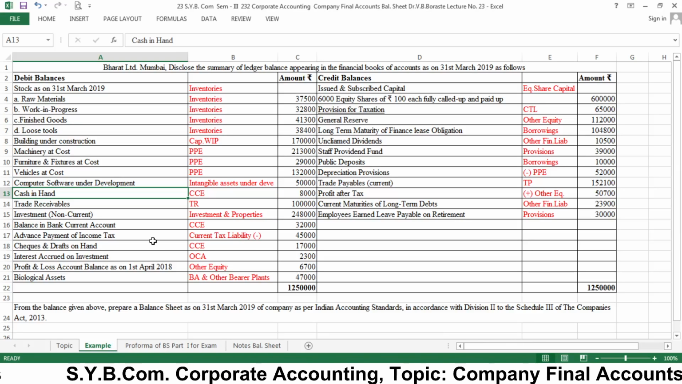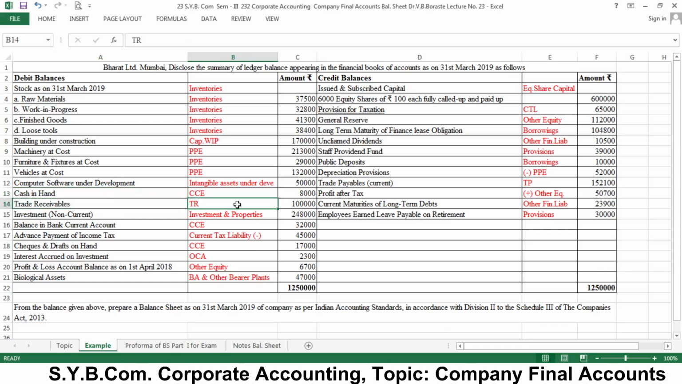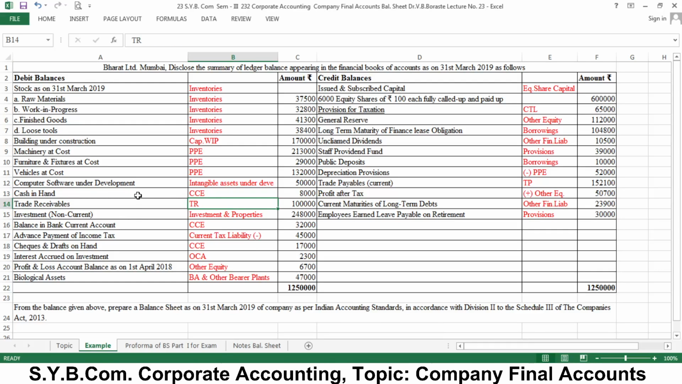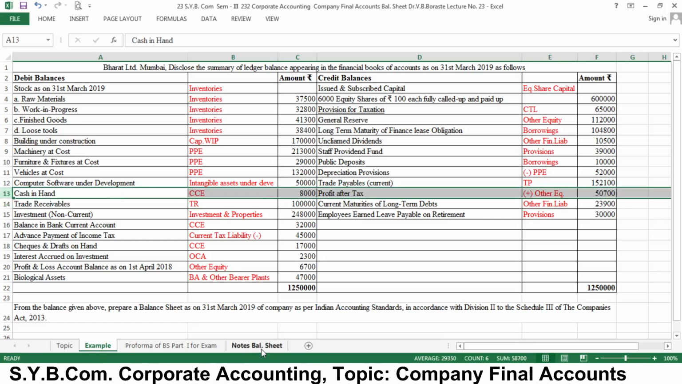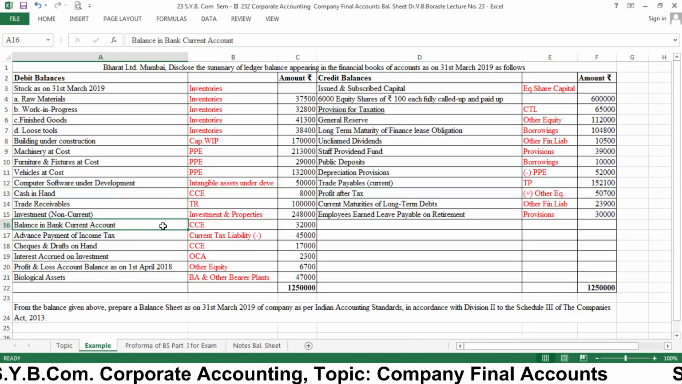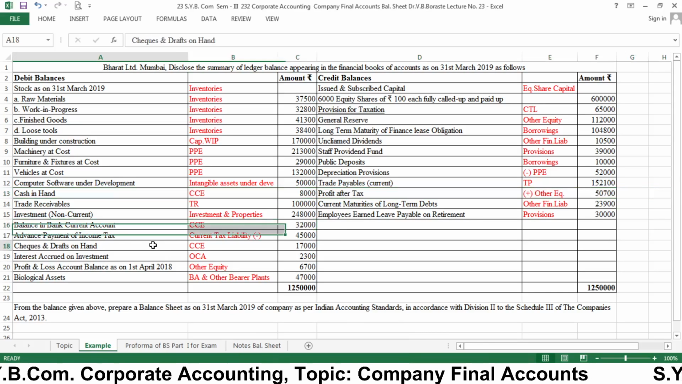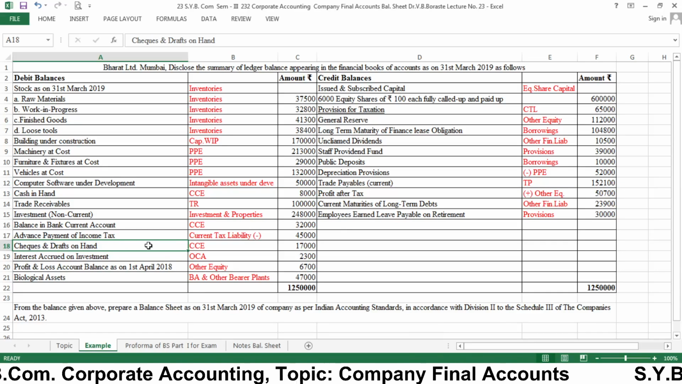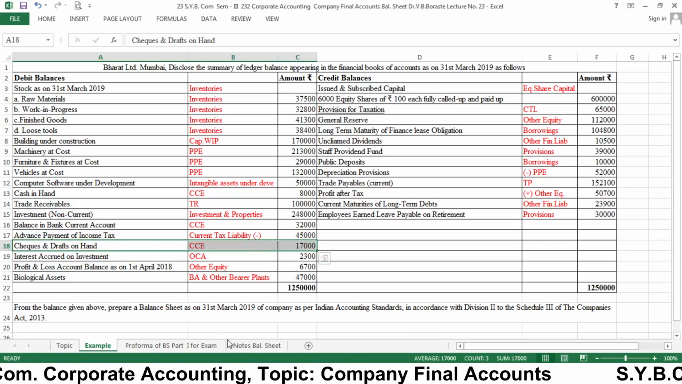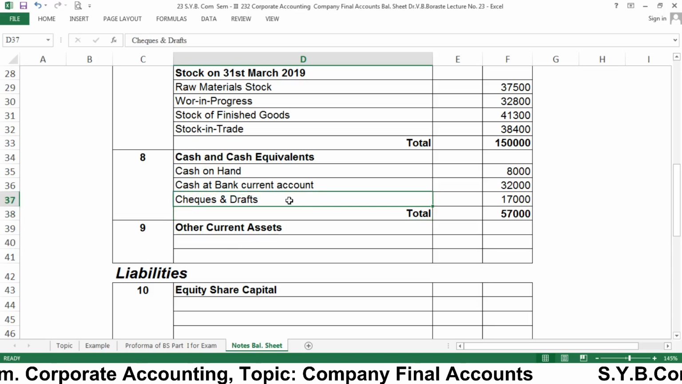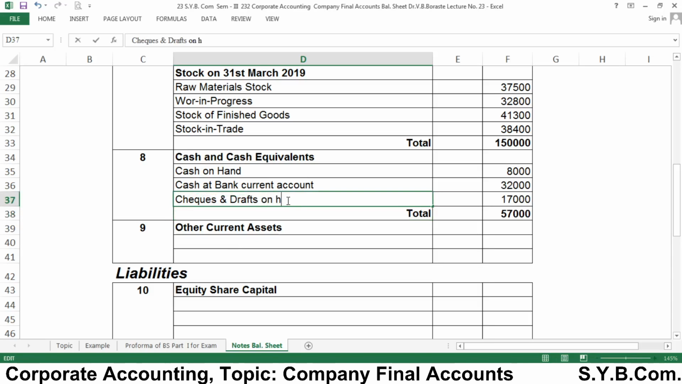Okay. Next one is trade receivable. I have posted cash in hand rupees 8,000. Then balance in the bank account 32,000. Checks and drafts on hand, that is 17,000. All these three items are pasted over here.